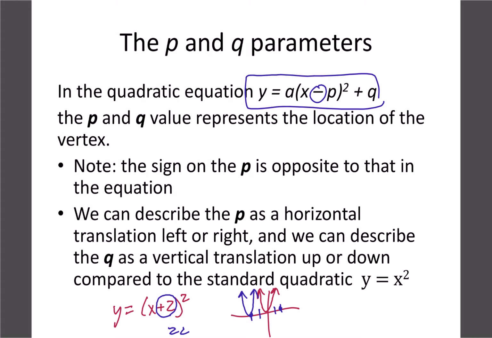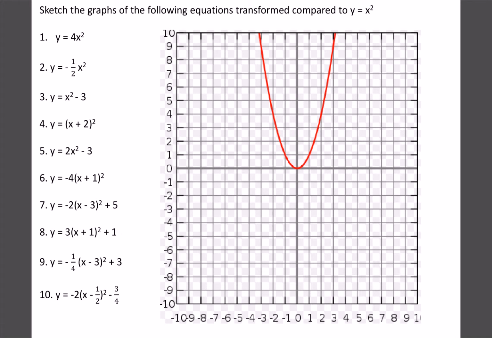And our q is our vertical translation. It's going to go up or down. And that one we don't have to worry about. So if I put on y equals x squared plus 5, so we're just going to take our regular x squared graph, but now we're going to move it up 5. So it would be a vertical shift upwards. So the q is normal, it's just the p that you've got to be careful of that's going backwards.